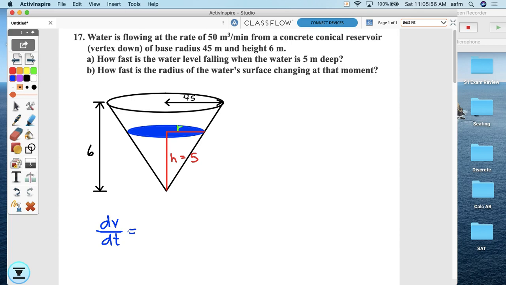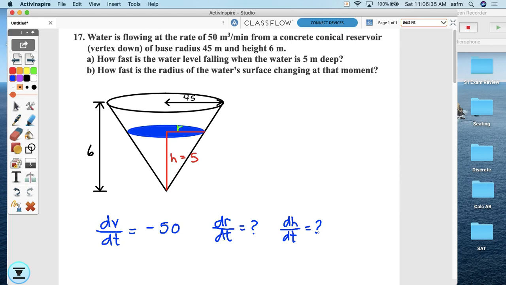So when we talk about 50 cubic meters per minute flowing from the conical reservoir, that's the rate at which the volume of water in the conical reservoir is changing. So dV/dt is negative 50. And what we're asked for in this question is how fast the radius of the water is changing. So what we're asked for is dr/dt. Okay, we could very easily also be asked for dh/dt. And although it's not asked for in the question, I'm going to solve it here anyway, because oftentimes in this kind of question, they would ask you for both.